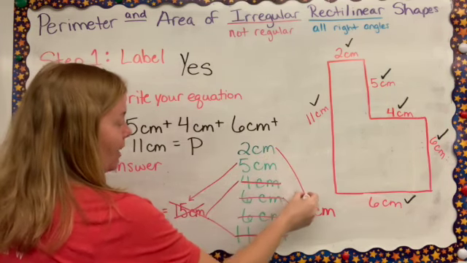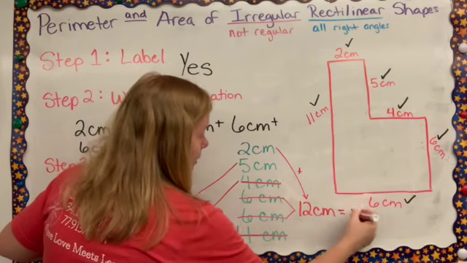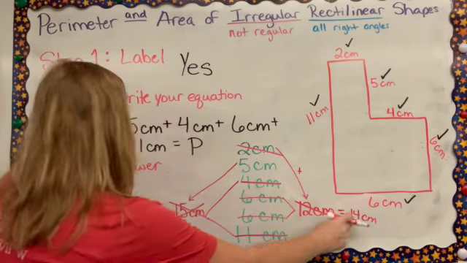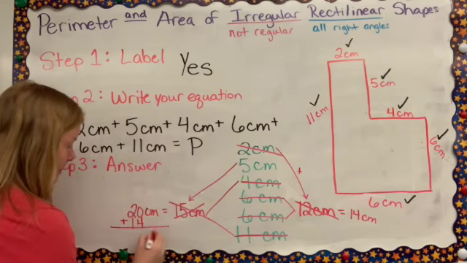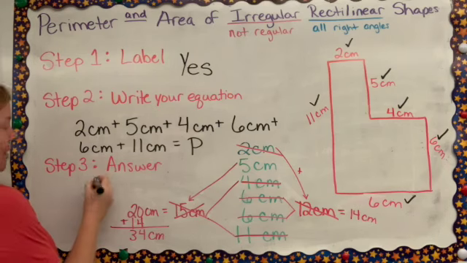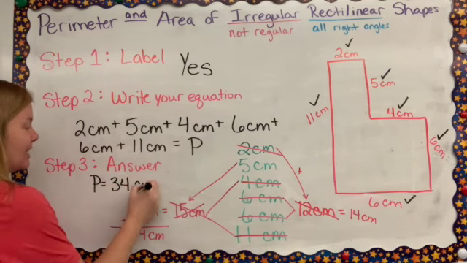It is very easy for me to add that 2 to this 12, so that's going to become 14 centimeters. So now I can get rid of this and I can get rid of that, and all I'm left with is 14 and 20, which makes it very easy for me to stack and add. 34 centimeters. Do I need to put a square on this one? No, I do not, because I'm not working with area. So my answer would be perimeter equals 34 centimeters.